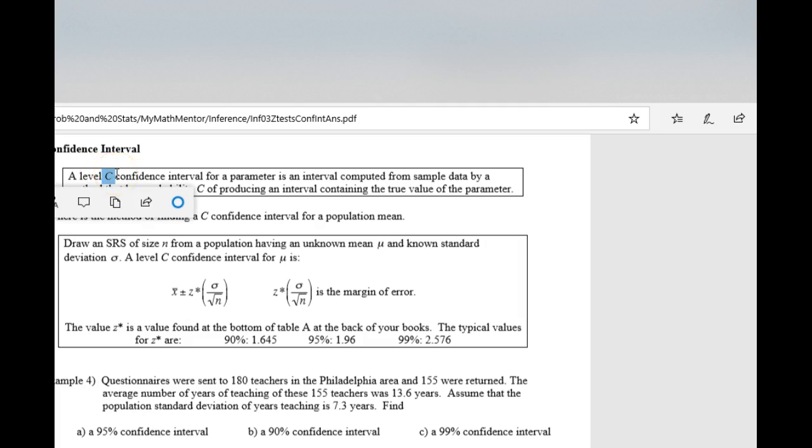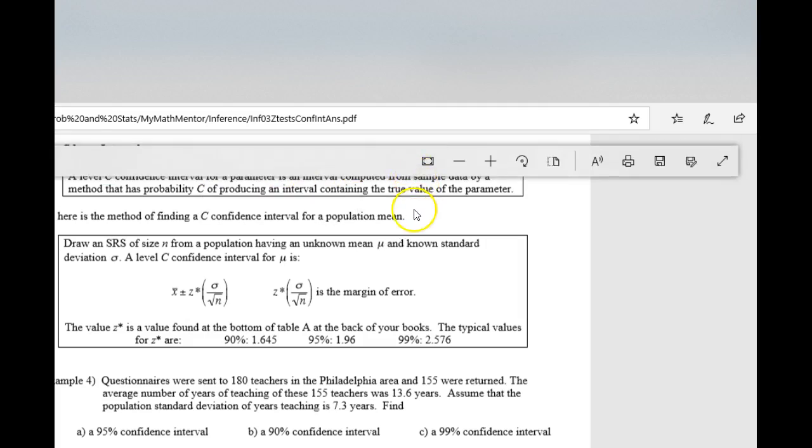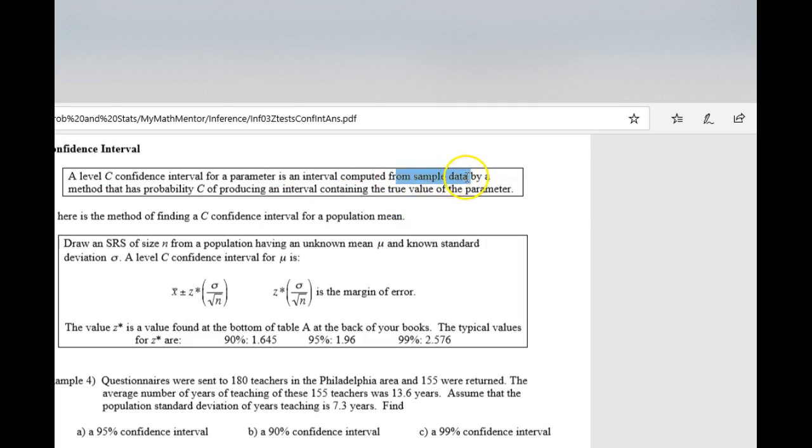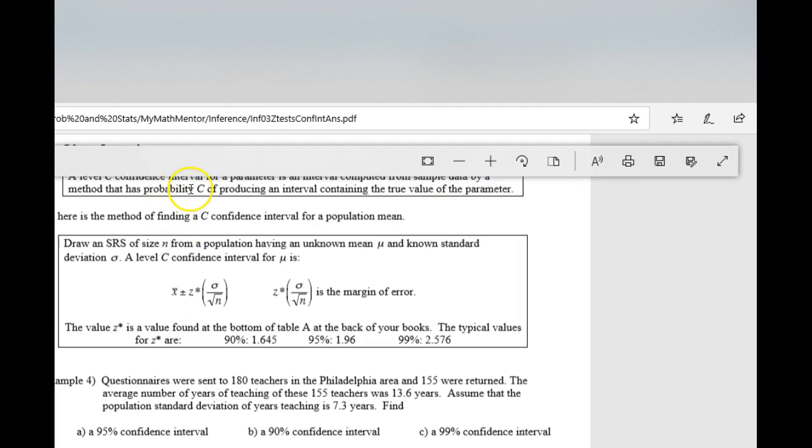confident, 90%, 95%, 99% confident that the true parameter, in this case the average number of gallons of gasoline, computed from our sample data, has a 90% probability, 95% probability of producing an interval that contains the true parameter. That means that we're that confident that our sample interval is going to contain the true parameter. That's what a confidence interval says.